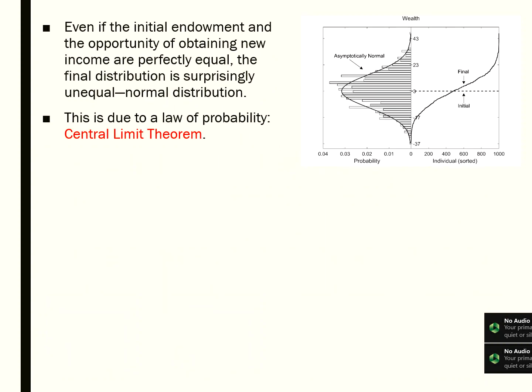To summarize, even if the initial endowment and the opportunity of obtaining new income are perfectly equal, the final distribution of wealth is surprisingly unequal, purely due to the uncertainty, or luck. A more surprising result is that no matter what shape the original uncertainty follows, the resulting distribution of wealth always follows a normal distribution. This is due to the law of probability, the central limit theorem.